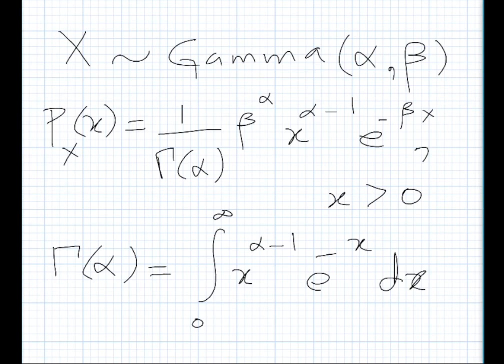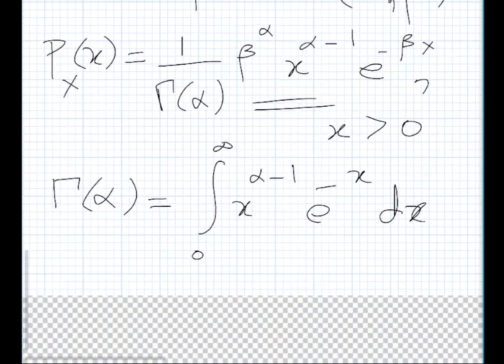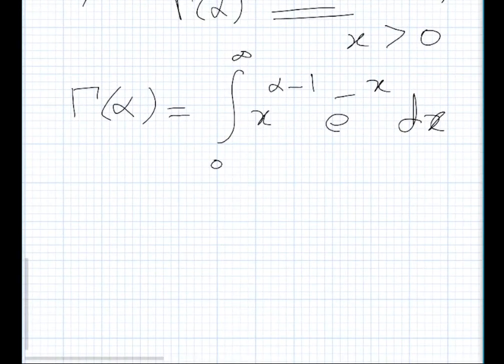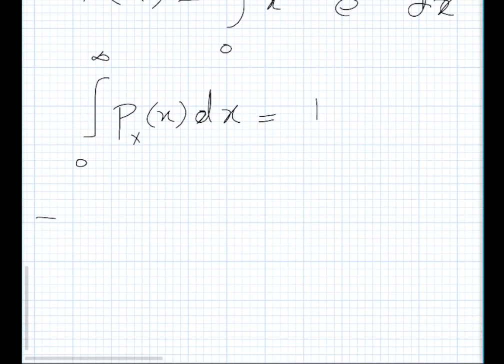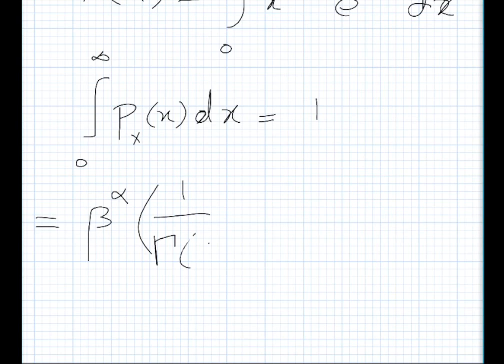Okay, so now let us see whether this expression here is a valid PDF or not. In order for it to be a valid PDF, we should have the integral from 0 to infinity of p of x dx equal to what? 1. Okay, so now let's put the value of p of x here. We can take beta to the alpha out, we can take 1 over the gamma function out too, and then we have the integral from 0 to infinity of x to the alpha minus 1 e to the minus beta x dx.